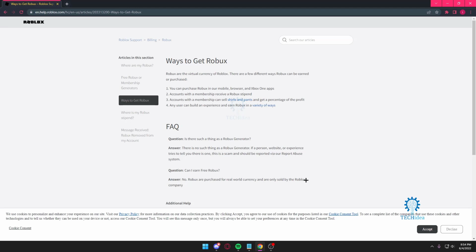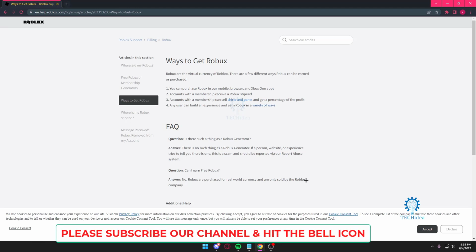And today, we're going to be talking about if you can get Robux for free in Roblox. The basic, straightforward answer to this is no, you can't. But in another way, yes, you can actually get free Robux.